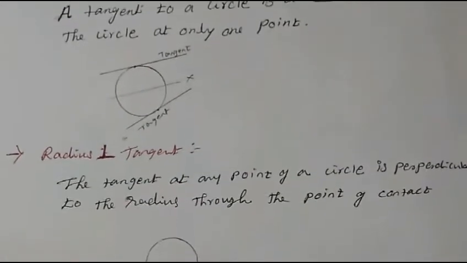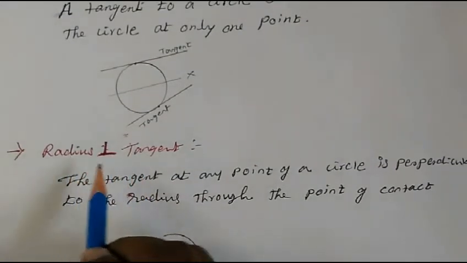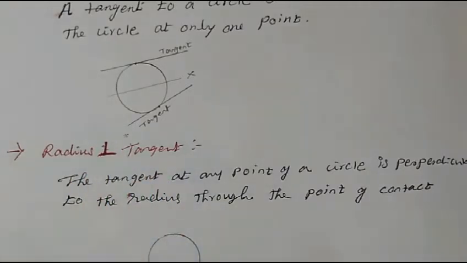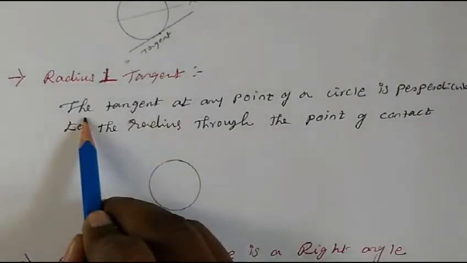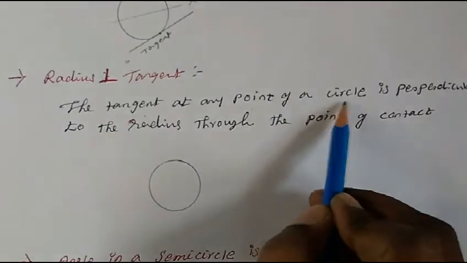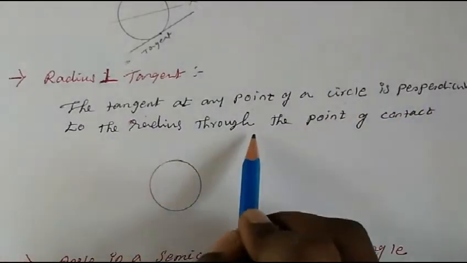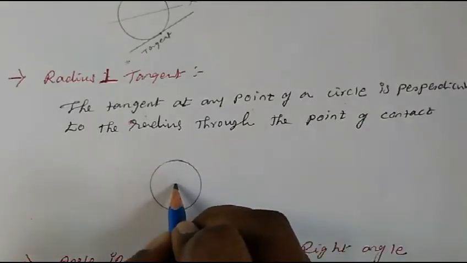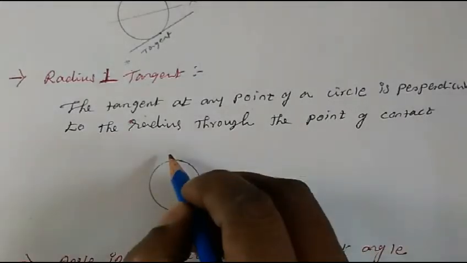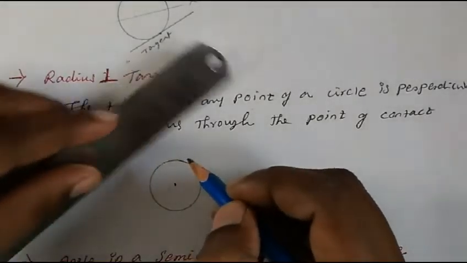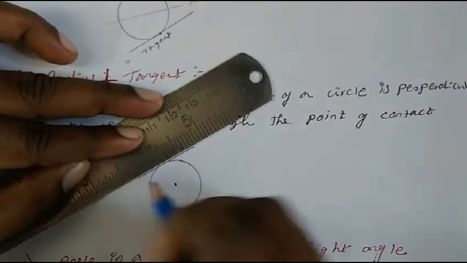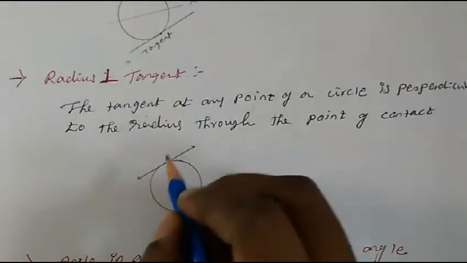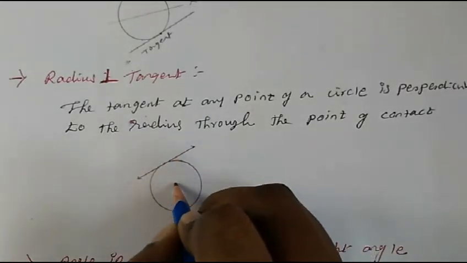Next thing you have to learn is that the radius is perpendicular to the tangent, or you can say the tangent is always perpendicular to the radius. For example, this is the circle here. The tangent at any point of a circle is perpendicular to the radius through the point of contact. This is the center of the circle. Then there is a point where the line is passing through, that we call a tangent. Now this tangent will always be perpendicular to the radius.